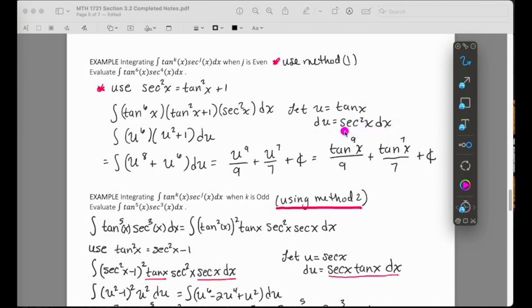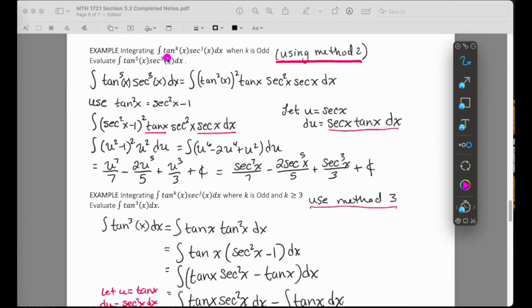And so I'm going to replace the secant squared dx with du. So this now becomes du. This becomes u to the 6th times u squared plus 1. I can expand that to u to the 8th plus u to the 6th, and then when I integrate, I get u to the 9th over 9 plus u to the 7th over 7 plus my constant, and then I resubstitute so that it's in terms of x.